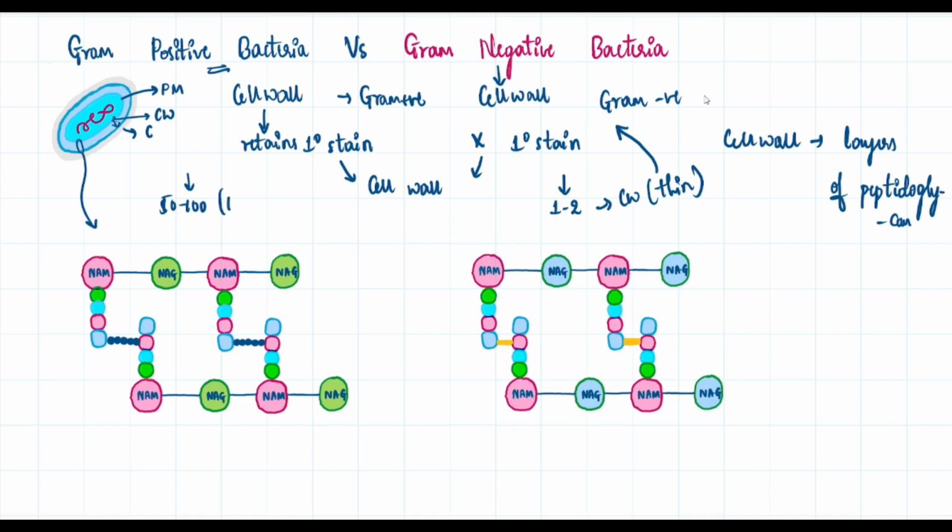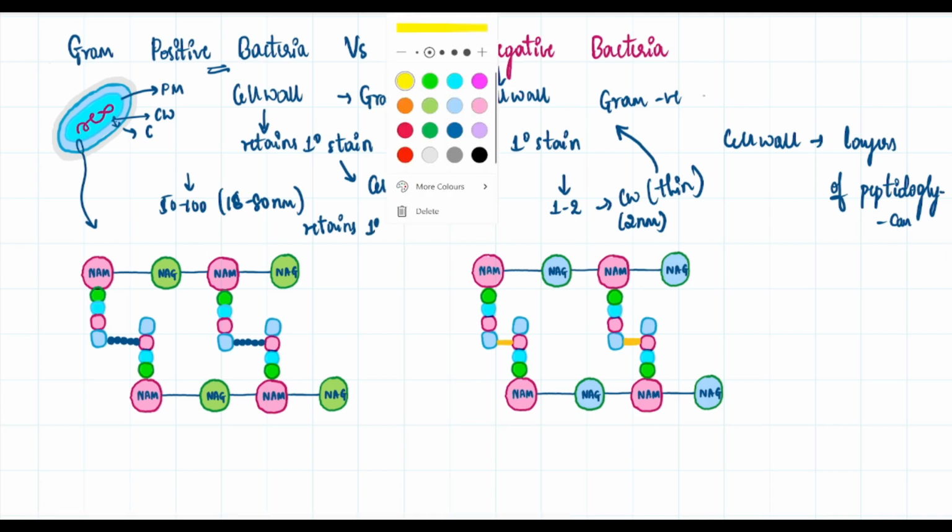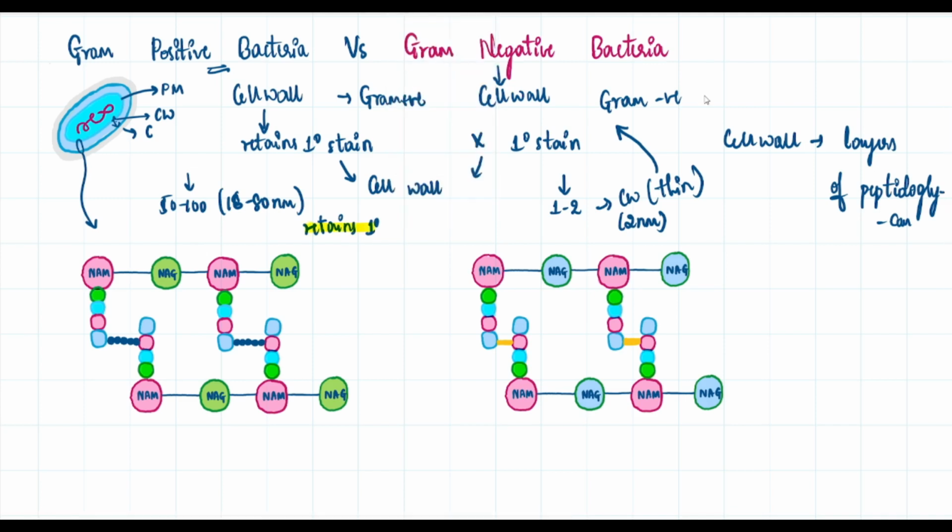Here it is about 16 to 18 nanometers. If you measure that one approximately, here it is about 2 nanometers. You can compare the thickness. This is way more thick, right? That's why the cell wall of gram-positive bacteria retains the primary stain. So this is the main aspect you should remember. It retains the primary stain because of the thickness.